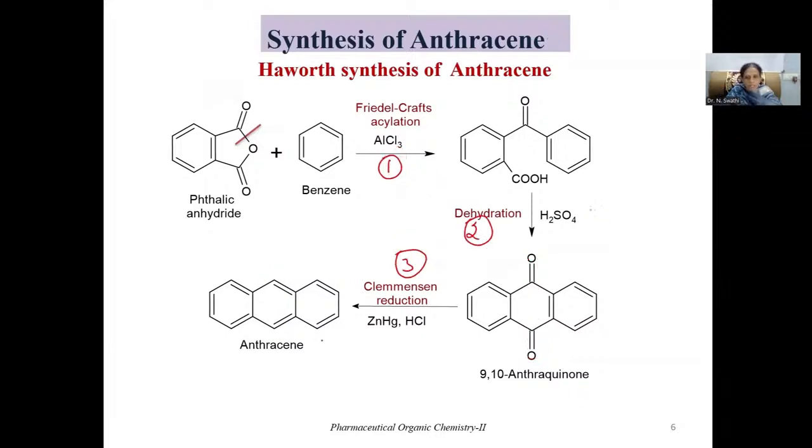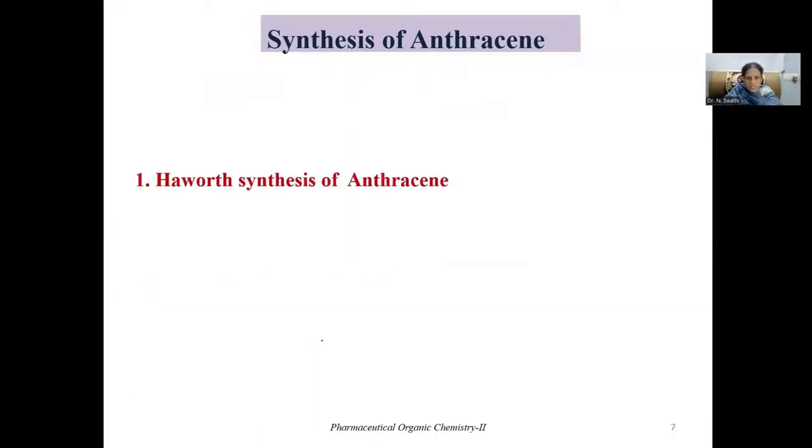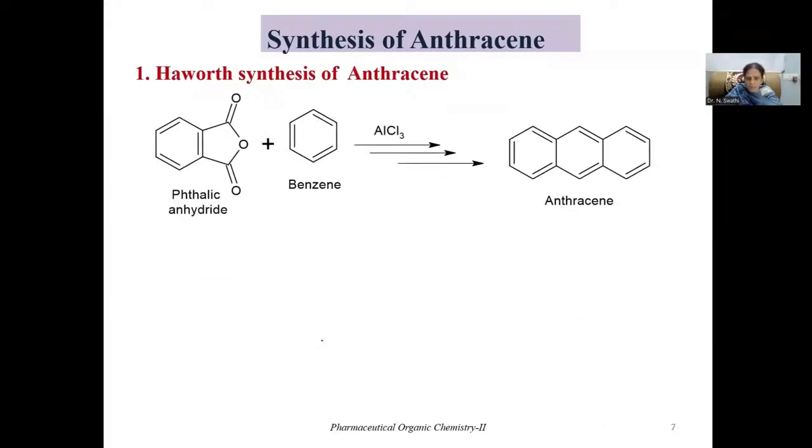So if you feel difficulty in understanding or writing these three steps in the Haworth synthesis of anthracene, students, you can still simplify this reaction. Write only the first step, as I mentioned under naphthalene also. So phthalic anhydride reacts with benzene in the presence of aluminum trichloride, then keep multiple arrows, which indicates that it is a multi-step reaction, and directly give the structure of anthracene. In this way also you can represent it.